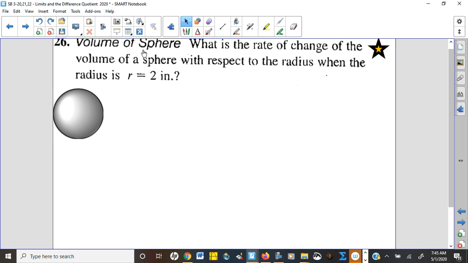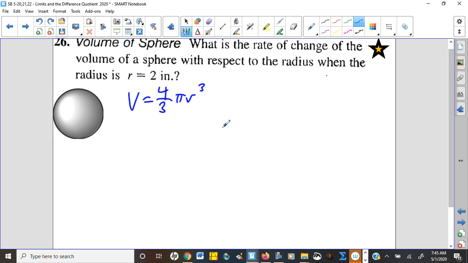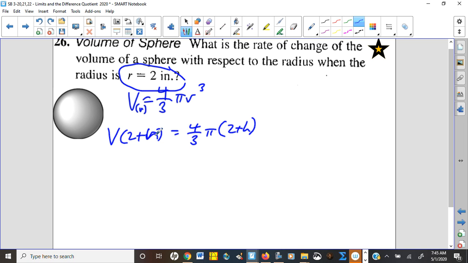Okay, so here's what we know. We know the volume of a sphere is 4/3 pi r to the third power, pi r cubed. Okay, so let's call this the volume function v of r. Okay, so v of 2 plus h, where the radius is 2 plus h, it's not 2 plus r, it's 2 plus h, sorry, is going to be 4/3 pi times 2 plus h cubed.